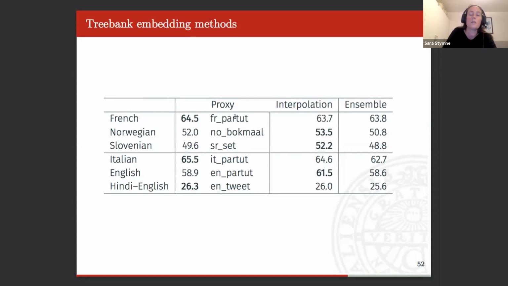Here I also show which are the treebanks that were used as a proxy. In all cases, at least on these 5 top lines, the treebank matching the language was more useful than a treebank that matched the domain but was from another language. In the last case, for Hindi-English, we don't have any other Hindi-English code-switching treebanks, so we have to use separate Hindi and English treebanks for training. And in that case, the English tweet treebank was the best, which is not very surprising because it partially matches the language and it matches the domain.